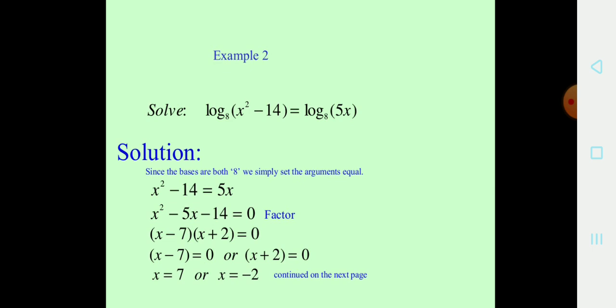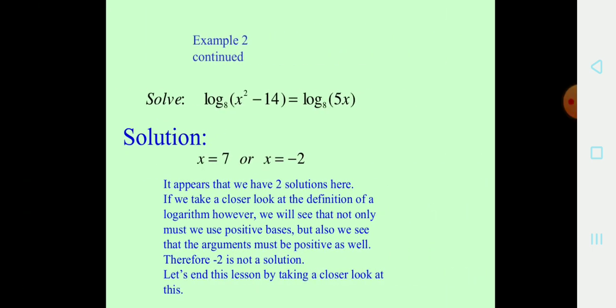So x equals 7 or x equals negative 2. So example number 2, solve log base 8 of (x squared minus 4) equals log base 8 of 5x. So x equals 7 or x equals negative 2. So it affirms that we have the solutions here.